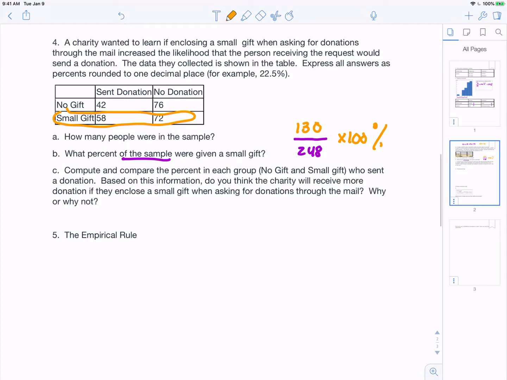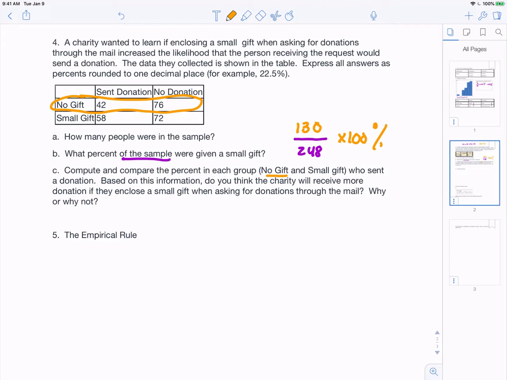Part C was the one that gave some people trouble. You had to read the problem and follow the directions exactly. So it says compute and compare the percent in each group, and you were told the two groups to use, no gift and small gift. So let's first of all focus in on the no gift group. That's this many here. This is the no gift group.